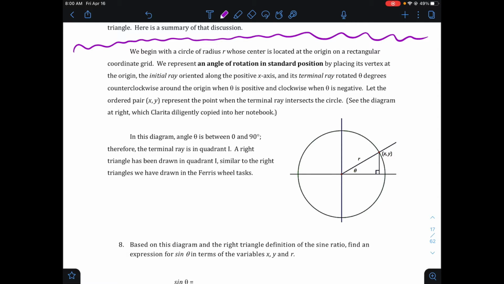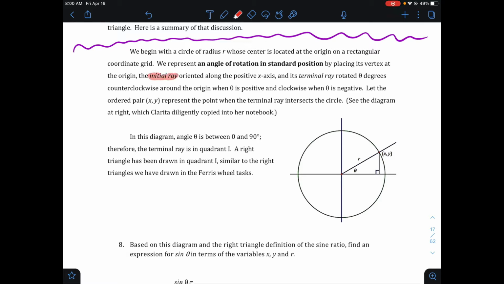When theta is positive, and clockwise when theta is negative. So you go counterclockwise when theta is positive, clockwise when theta is negative. Let the ordered pair x, y represent the point where the terminal ray intersects the circle. Okay, so I'm sure you were listening to that and you're like, what is this lady talking about? Okay, so let's talk about all of these different words and what they mean.